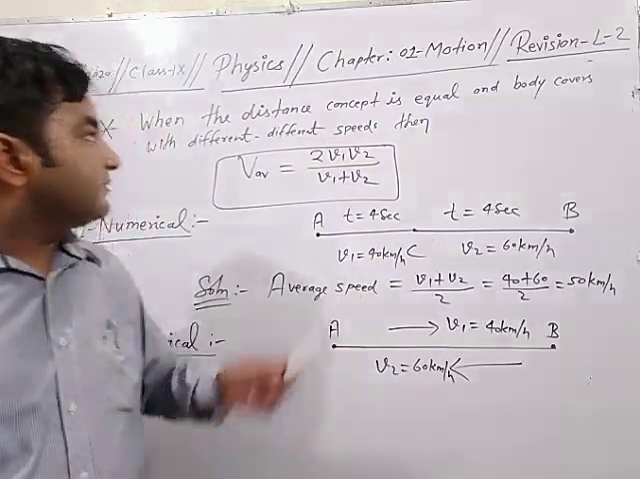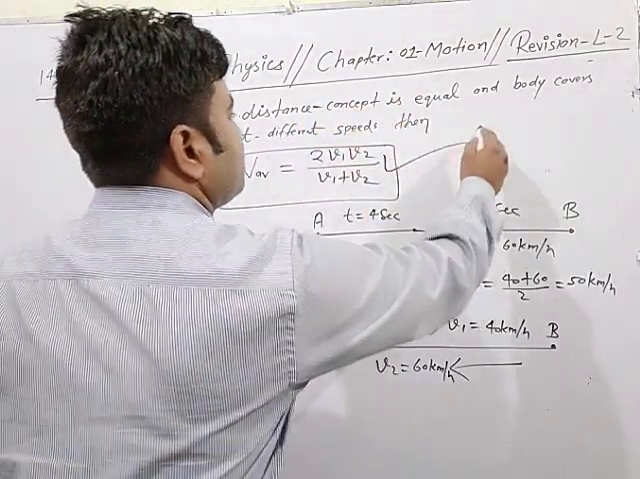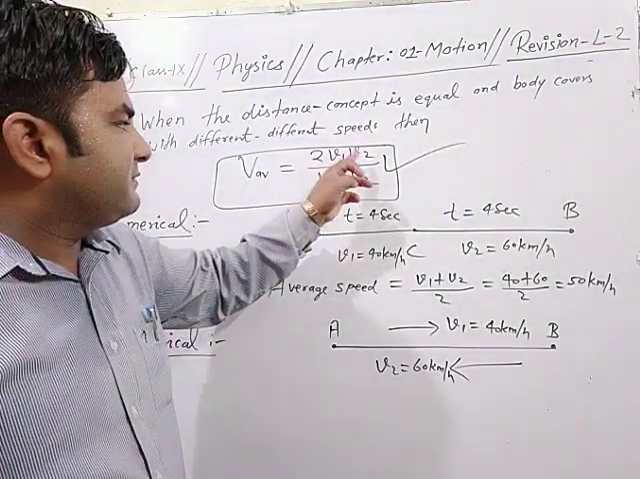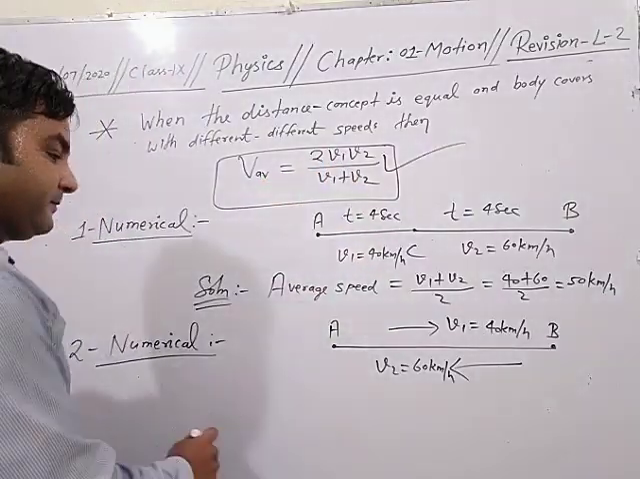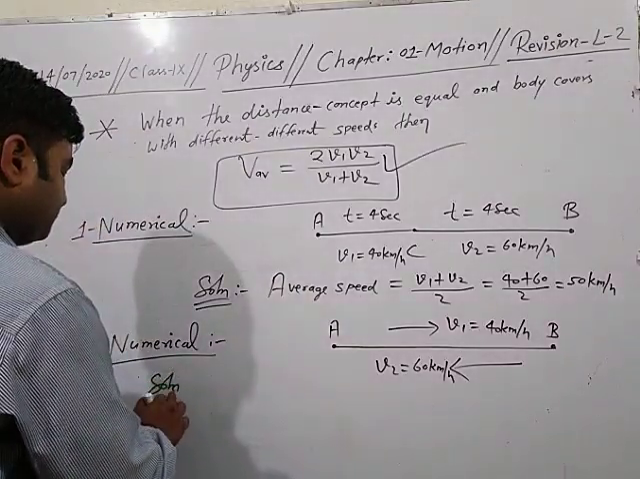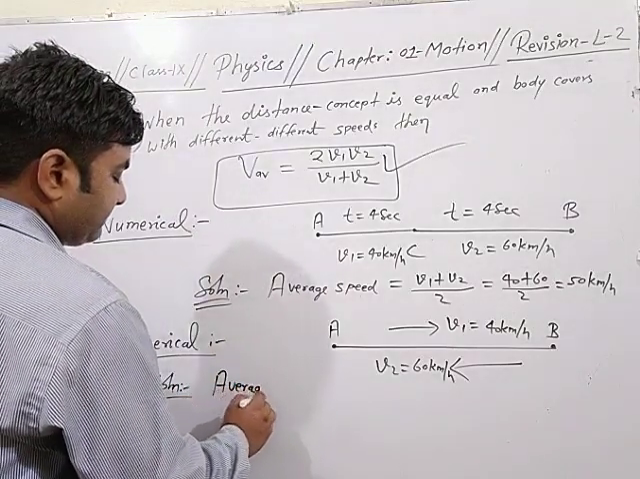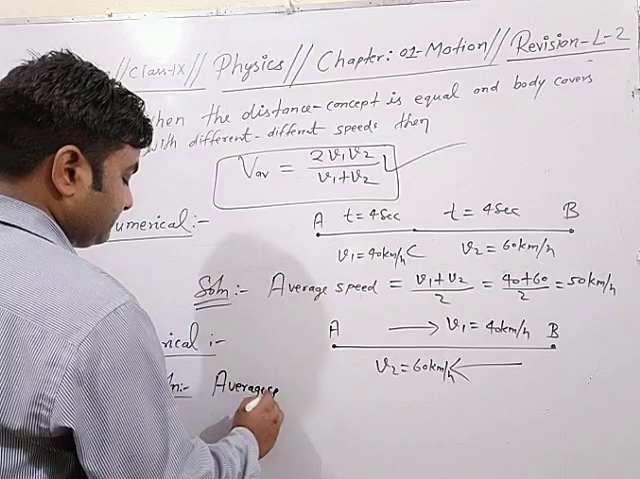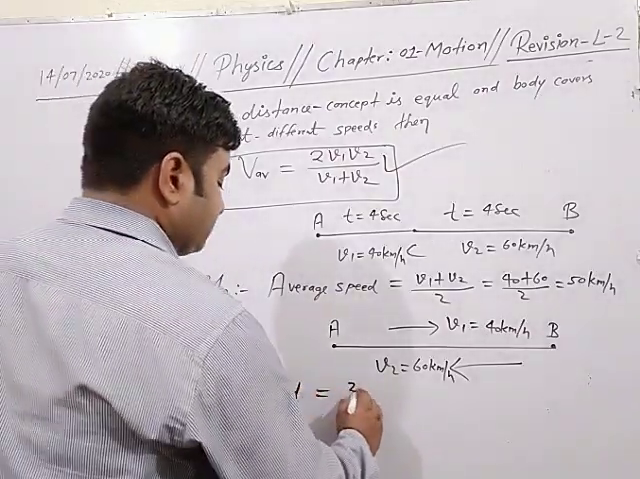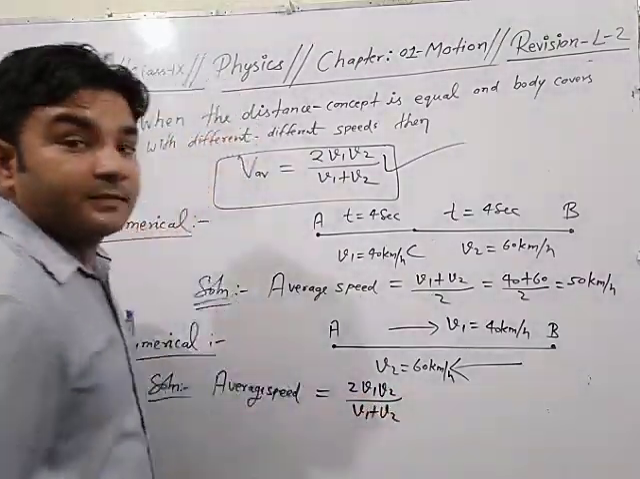Whenever the distance concept is the same, then for calculation of average speed you have to use V_av = 2 V1 V2 / (V1 + V2). Just see, the average speed is equal to 2 V1 V2 upon V1 plus V2, and the formula here is clear.